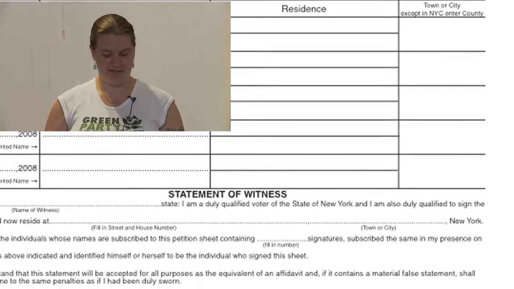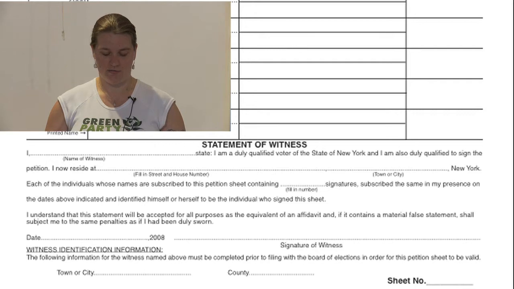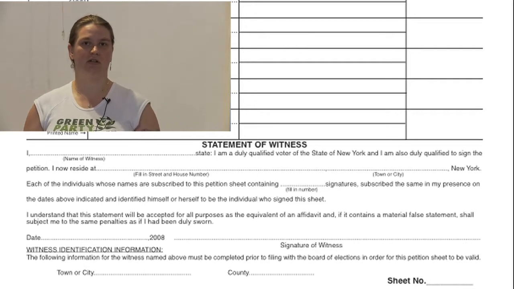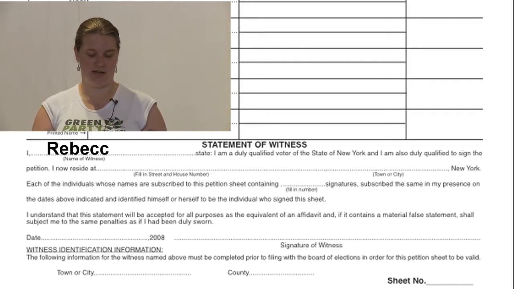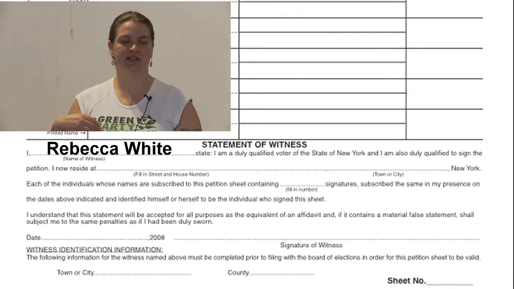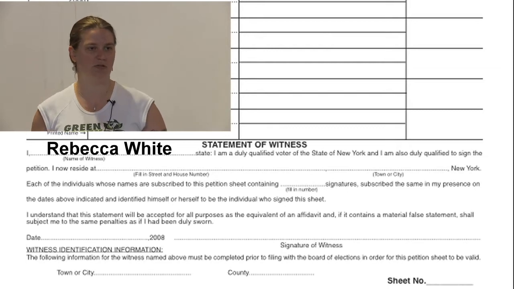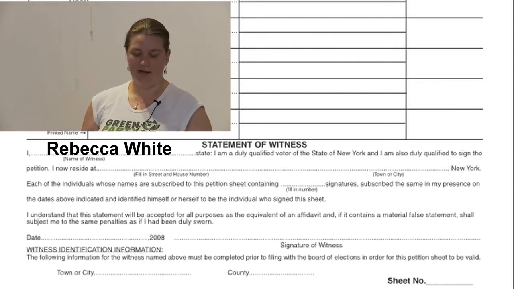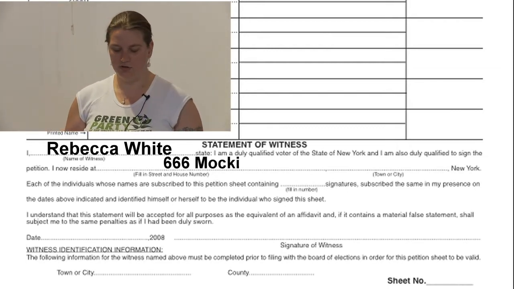Then when you get to the statement of witness, one of the things that you want to fill out right away when you're starting a new sheet is your name. It just says, I am the witness, and you put in your first and last name. That way, if your petitions get jumbled up with somebody else's, we'll be able to sort through and determine which ones are yours. Then the second line, which is also faint dots, is where you put your address.